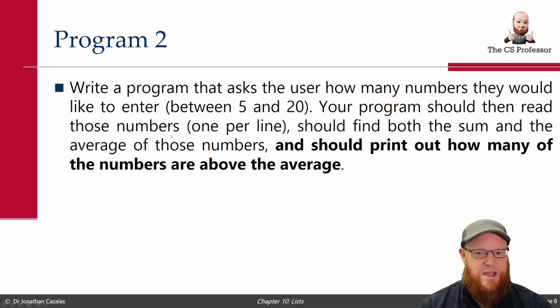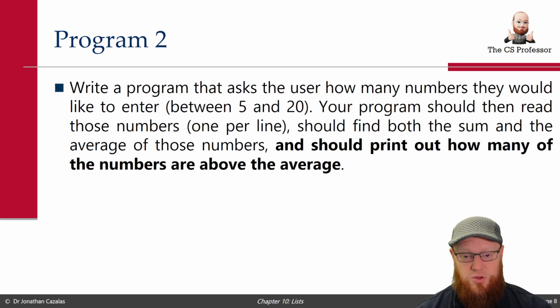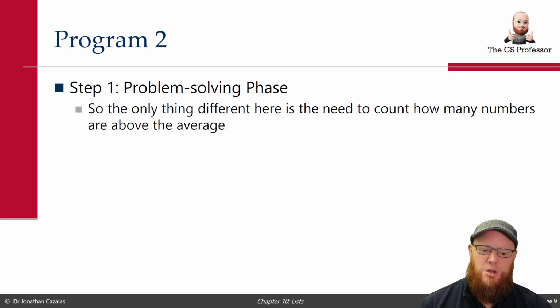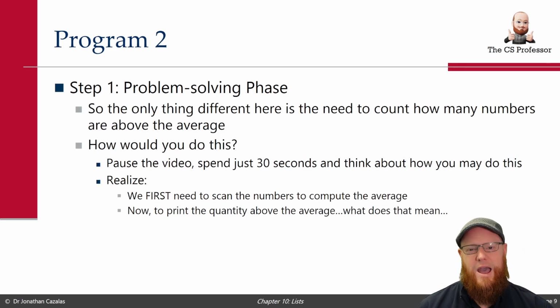So we want to do the same thing, but after we compute the sum and the average, determine how many of those numbers that the user entered are actually above the average. So that's the only difference. How would you do this?